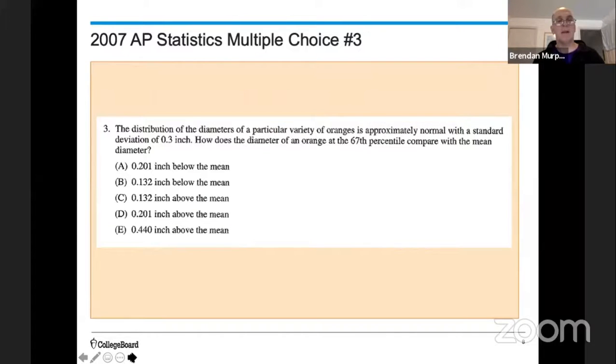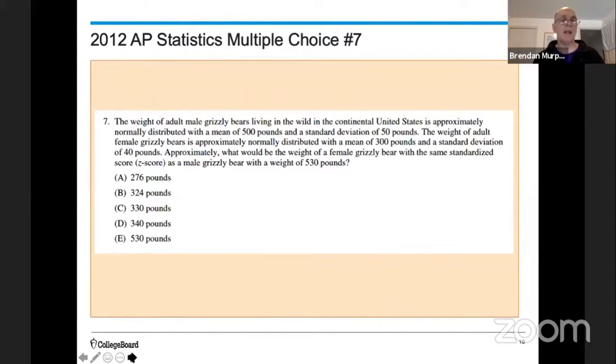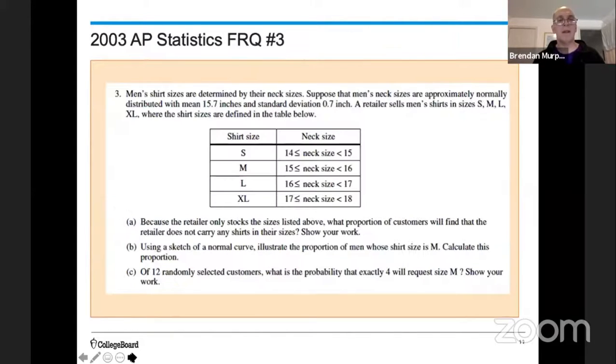So we've done that one. We've done that one. This is another good problem here, 2012, number 7, but for the sake of time, we'll move on. So here's a good free response from the 2003 exam. We'll do parts A and B. Part C, I think, is a binomial probability, and Luke's doing that next week, I think.